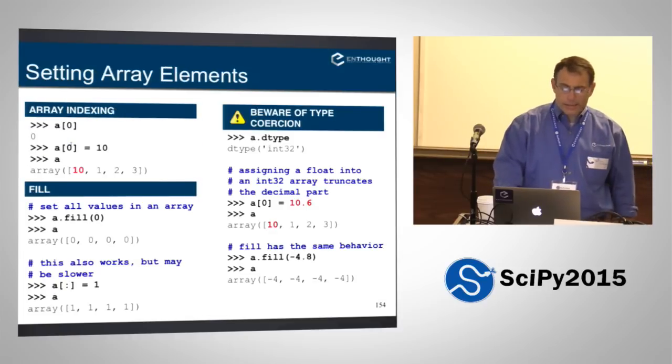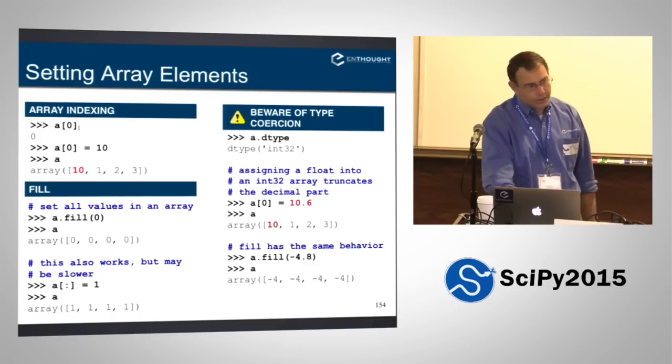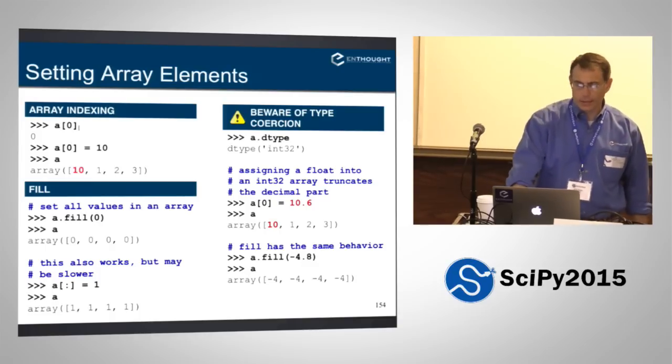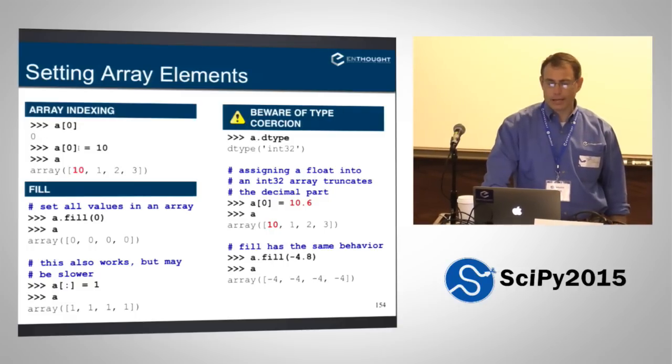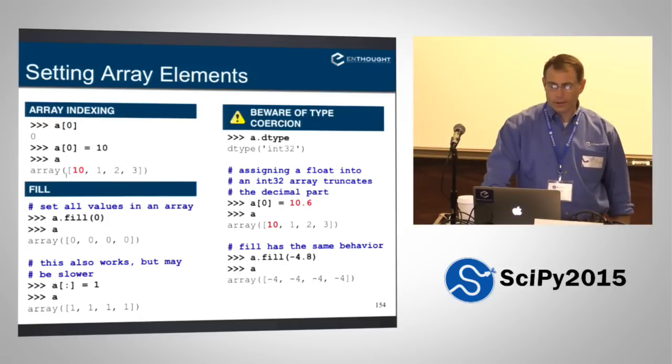If you want to access elements in an array, it's very standard zero-based indexing that you're used to in Python. A[0] will give you an element back. If you ask for a[0] and set that to 10, then that overwrites the element and you're writing a value in.